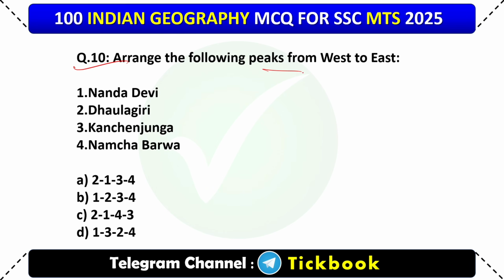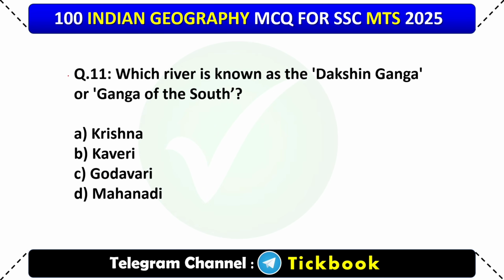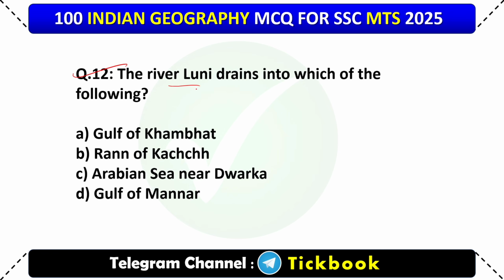10, arrange the following peaks from west to east. Option number A, 2, 1, 3, 4. 11, which river is known as the Dakshin Ganga or Ganga of the South? Option number C, Godavari. 12, the river Luni drains into which of the following? Option number B, Rann of Kutch.